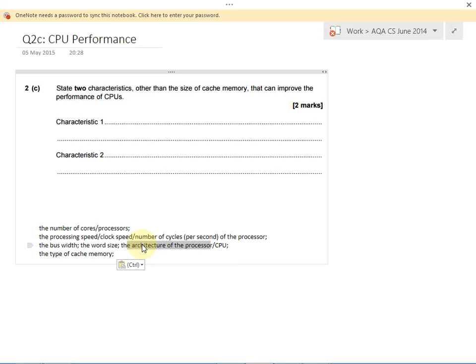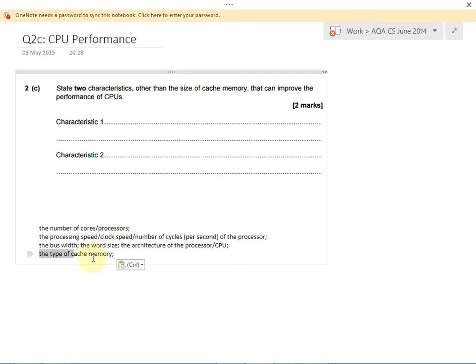So if you've got a 16-bit processor in an old arcade game machine or something like that, it can only cope with 16 bits worth of data every clock cycle, every instruction. Or if you've got a 64-bit processor, it can deal with 64 bits every instruction. So as you increase the bus width or change the architecture of the processor, it's the same thing. It means it can cope with more bits every instruction.